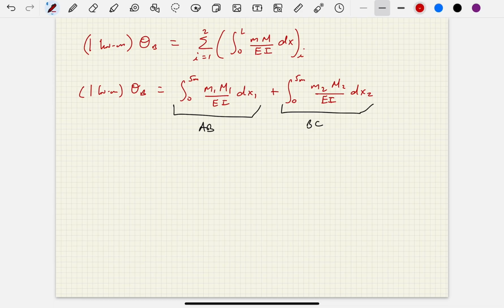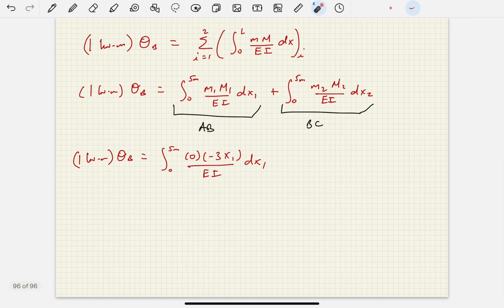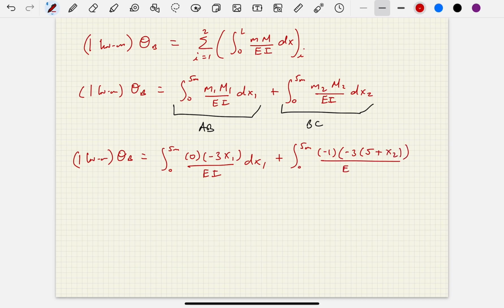Now I'm ready to substitute all of my values in there. So I've got 1 kilonewton meter times theta B equals the integral from 0 to 5 meters of 0 times negative 3x1 over EI dx1. And I think that was negative 3x1, right? Yep, that's right there. Okay. And then we're going to incorporate the second integral in here, plus integral 0 to 5 meters, negative 1 times negative 3 times the quantity 5 plus x2, all over EI dx2. All right. Now that first integral is going to go to 0 because you're taking a definite integral and you got a 0 inside of that, right? And so when you evaluate this second integral, what we end up getting is the following.